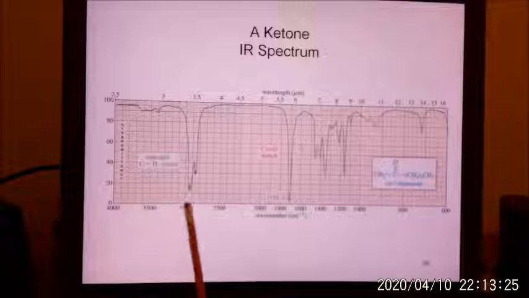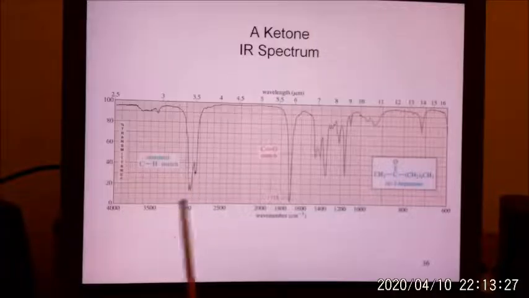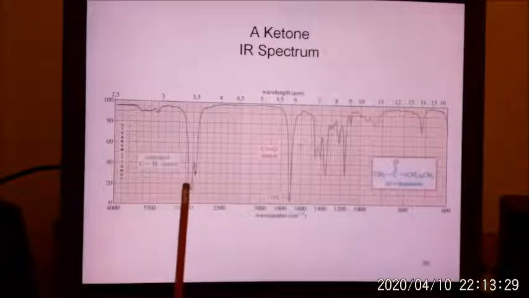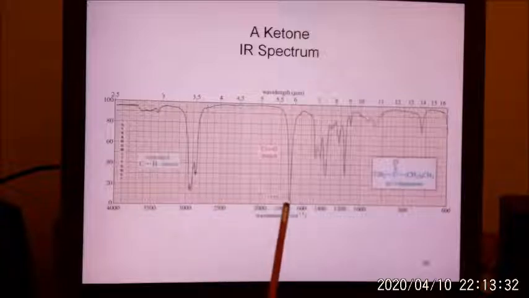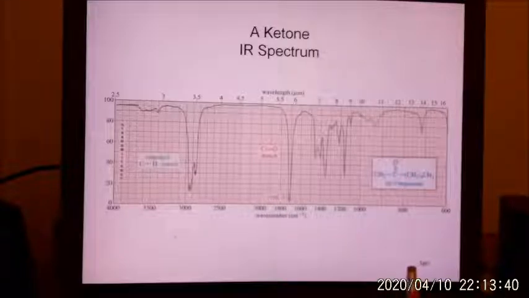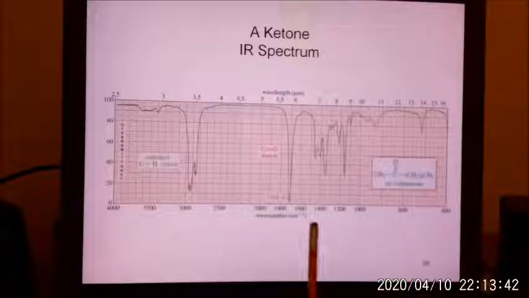Nothing above 3,000. Below 3,000, I know I have alkyl groups, just sp3 carbon-hydrogen stretches. 1718, what a beauty, right? That's a strong signal. That's your carbonyl stretch. And that's about our take-home message for this IR.